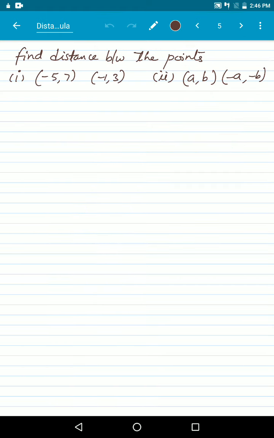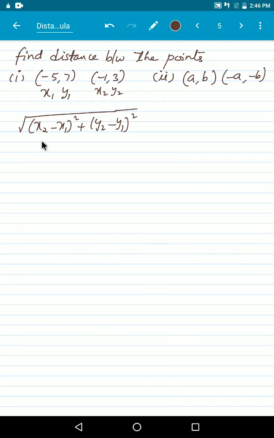Now, find distance between the two points minus 5, 7 and minus 1, 3. Two examples are given. Let us find the distance. This is x1, y1. This is x2, y2. Just now we have studied the formula (x2 minus x1) whole square plus (y2 minus y1) whole square. So x2 is how much? Minus 1. x1 is minus 5. So minus of minus 5 will become plus 5. Plus y2 is how much? 3. Minus y1 is 7, right? So it is whole square.